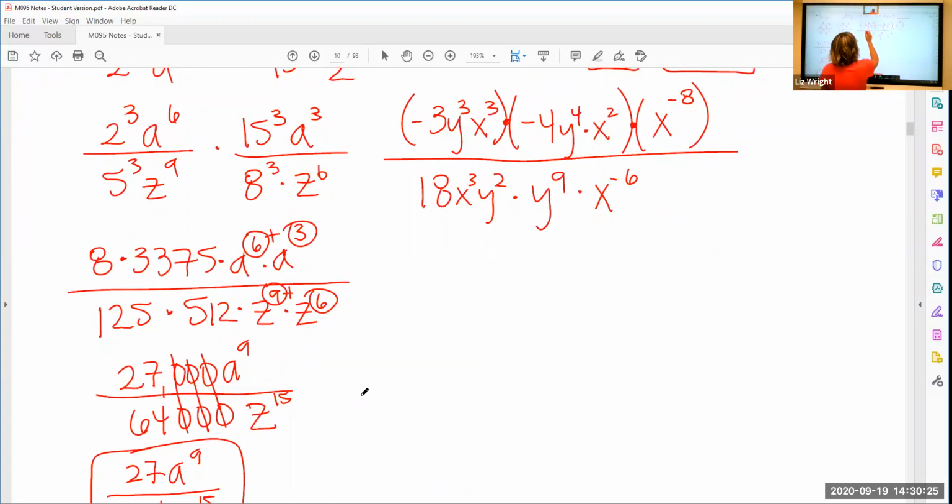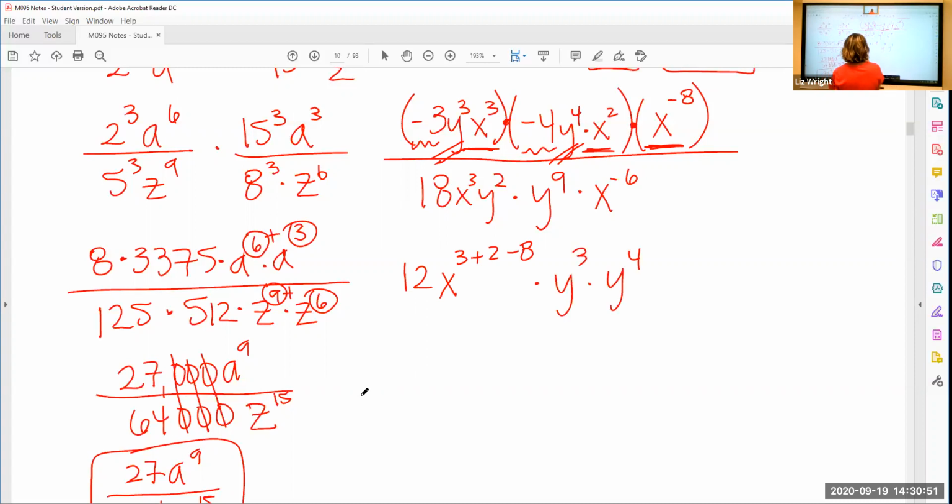And so I've got negative 3 times negative 4, which is going to give me a positive 12. Then I'm going to take care of my x's. So I've got x to the third. So I'm going to say 3 plus 2 minus 8. So that takes care of this one as well. And then I also have my y's in here. And so then I've got times y to the third, right? Times y to the fourth.